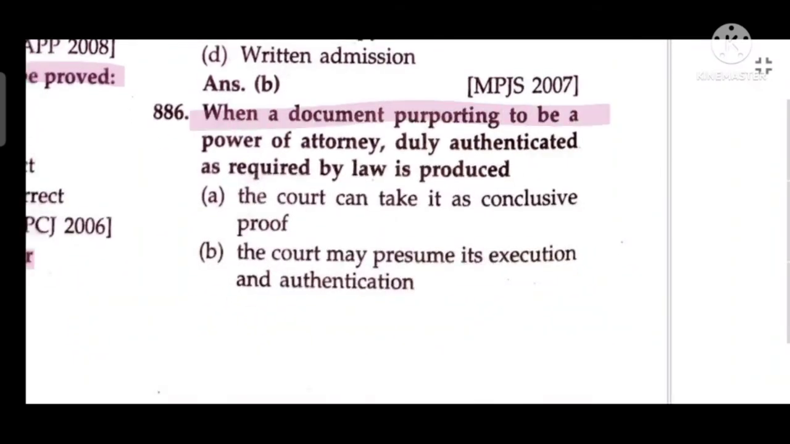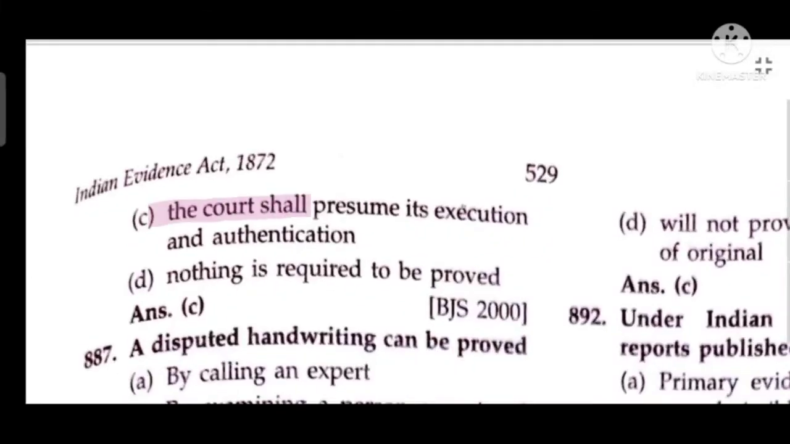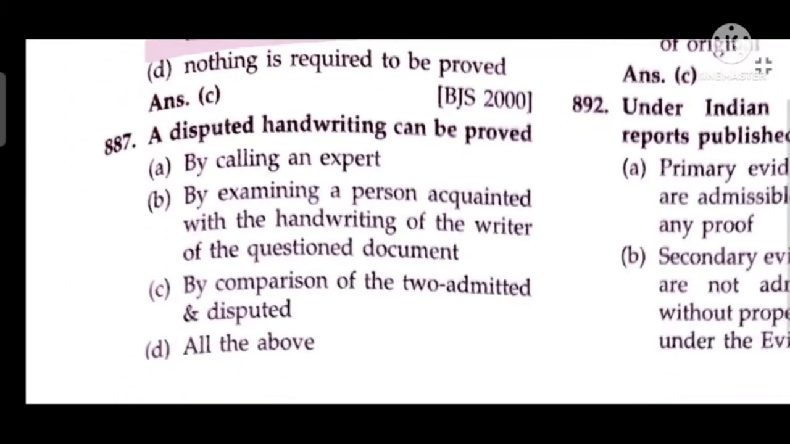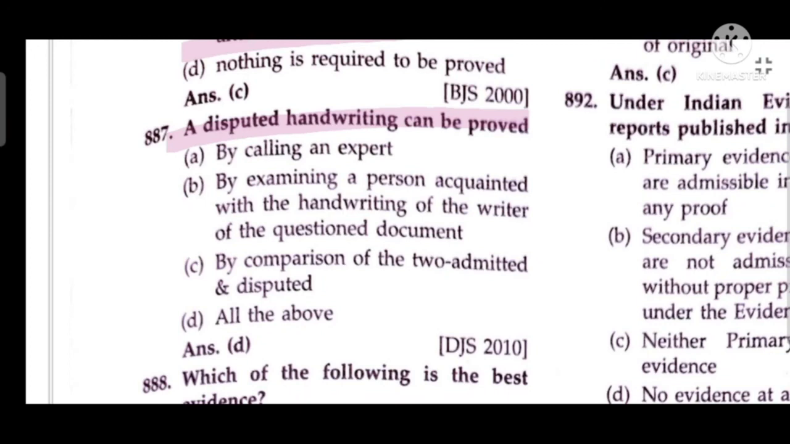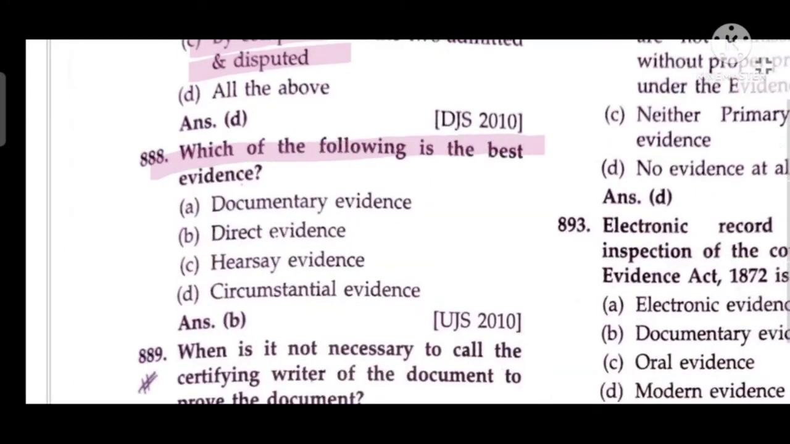When a document purporting to be a power of attorney, duly authenticated as required by law, is produced, the court shall presume its execution and authentication. A disputed handwriting can be proved by calling an expert, by examining a person acquainted with the handwriting of the writer, and by comparison of the admitted and disputed writings. Which one of the following is the best evidence? Direct evidence.